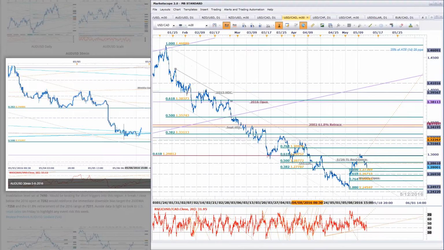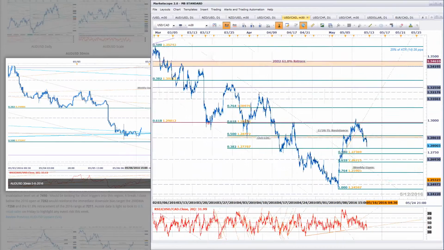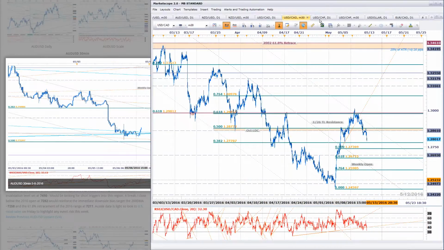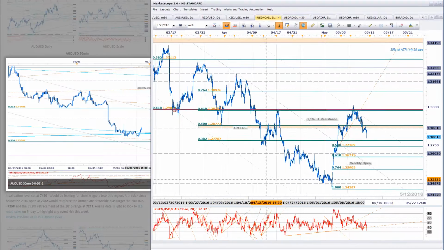Basic trendline resistance or channel resistance. It's a 4-point touch. 1, 2, 3, 4. Extended off the high from January. It's basically what we just came through and came off. So yeah, expect some pullback.